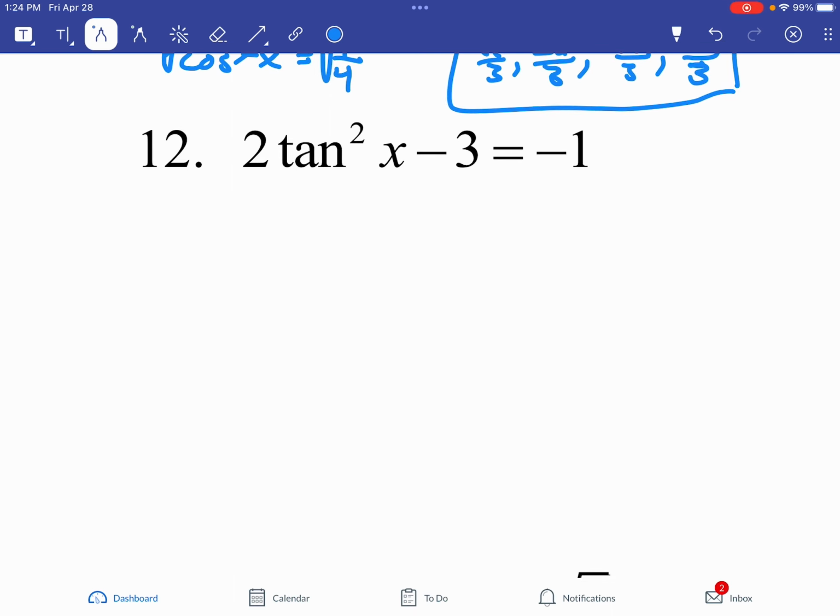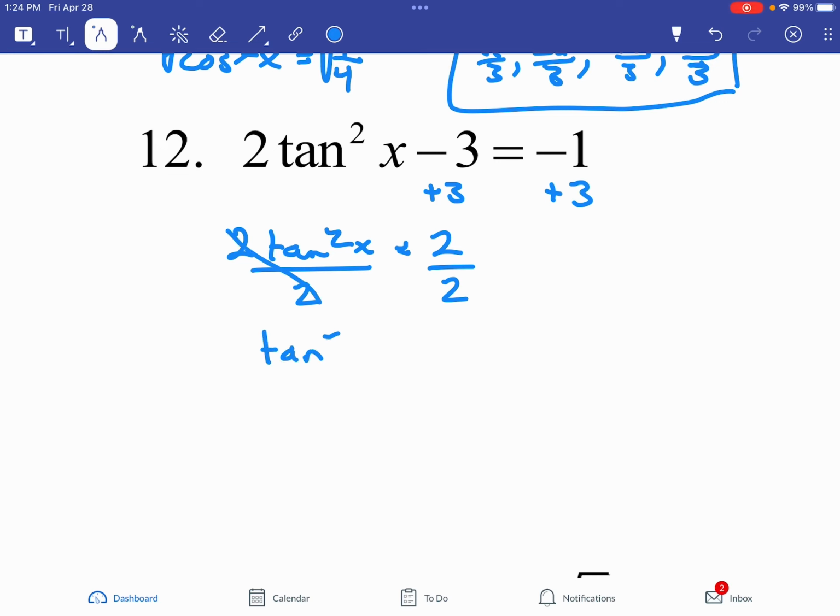To solve for tangent squared, we're going to add 3. So 2 tangent squared equals -1 plus 3 is 2. Divide both sides by 2. You get tangent squared equals 1. Now because that's squared, we do have to square root both sides of our equation. Squared and square root go away. Left with tangent of x is equal to, the square root of 1 is 1. But because we took a square root of both sides of an equation, we have to put plus or minus.